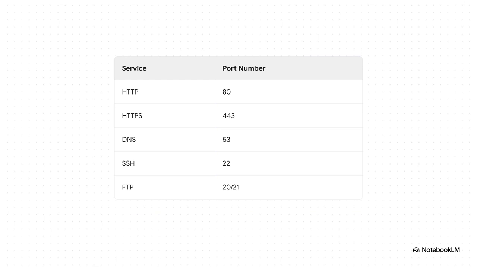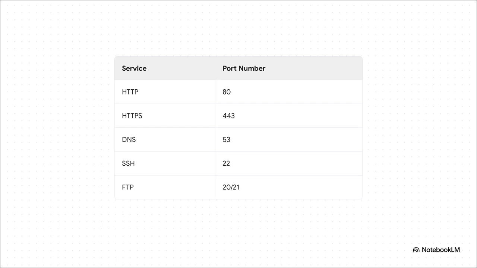When our packet gets to the server, that server is probably running dozens of different services. How does it know our packet is for the web server and not, say, the email server? The answer is ports. Think of the IP address as the street address of a huge apartment building. The port number is the specific apartment number.